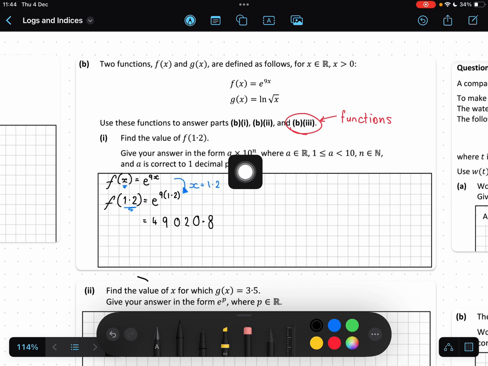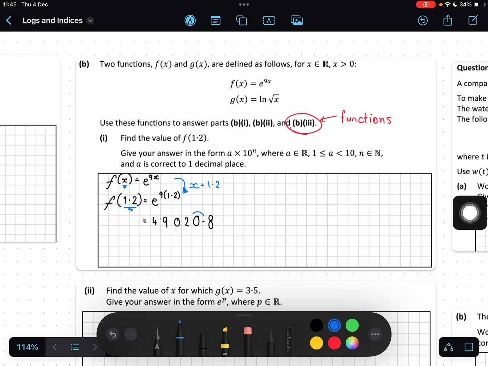They've said correct to one decimal place, but they actually said give your answer in the form a times 10 to the power of n, where a is a real number between 1 and 10, and n is a natural number. So what they are looking for me to do is write this in scientific notation. Remember my scientific notation: I need it written as a times 10 to something, and a is a number between 1 and 10. So how could I change this to be a number between 1 and 10? I have to move the decimal point to here, after the 4, before the 9.